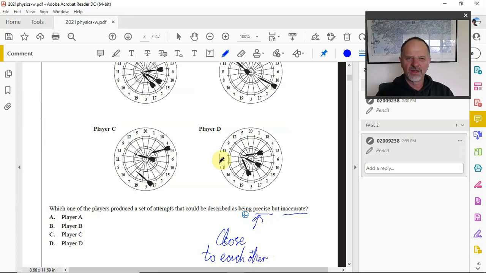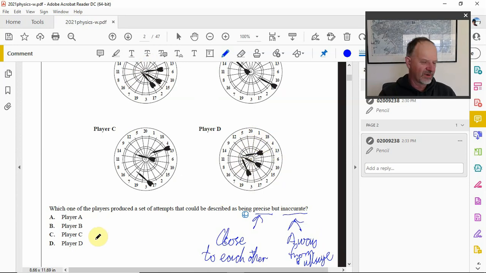Right, so when you look at that from just what we see here, A and D have got them close to each other. Inaccurate, though, would be away from the bullseye in this case. A is close to the bullseye. We want inaccurate, so we want away from the bullseye. And so player D is the one that we are looking for.